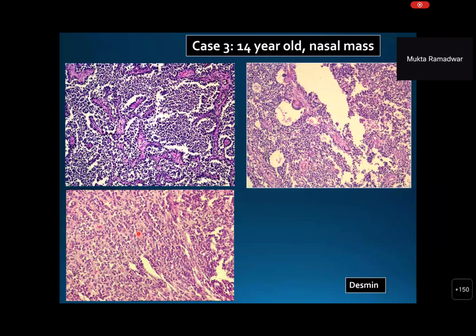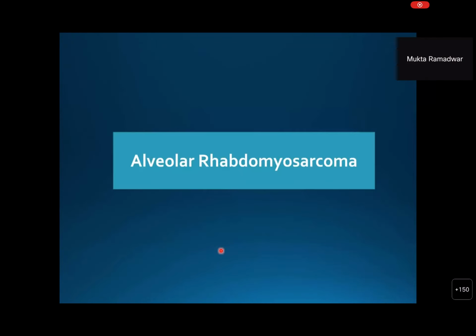Okay. So this was adherent. E-cadherin. What for? What is E-cadherin for? Is that a diagnostic marker for alveolar rhabdomyosarcoma?